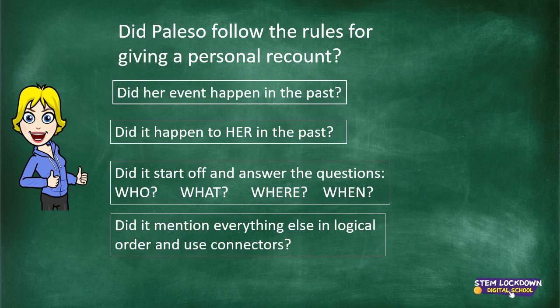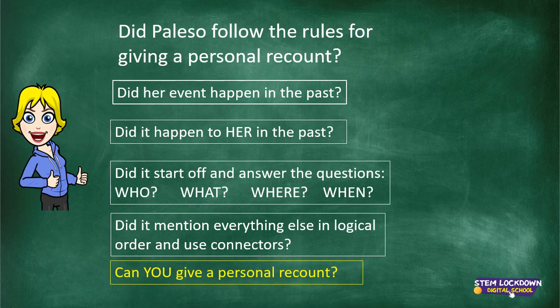Did it mention everything else in logical order and use connectors? Yes, Pelisa used the connectors first, second, third, fourth, fifth, sixth. She could also have used the connectors first, then, next, after that, finally. So, Pelisa definitely followed the rules for giving a personal recount. Can you give a personal recount?